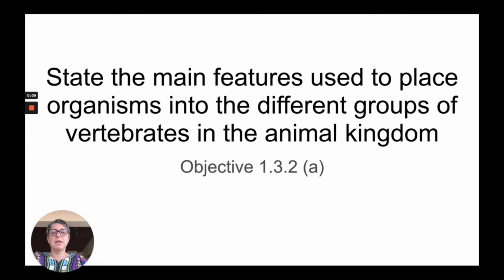This video covers the IGCSE Biology Objective 1.3.2a on the 2025 CAIE syllabus, which is to state the main features used to place organisms into the different groups of vertebrates in the animal kingdom.